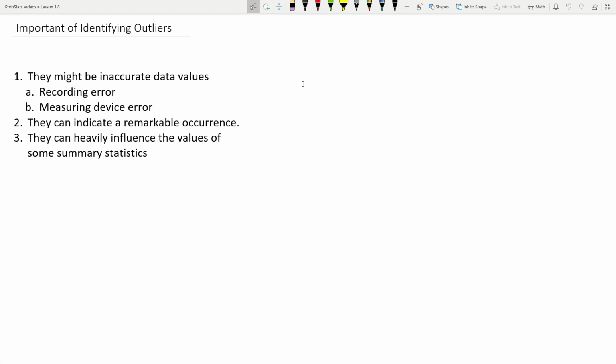But also, the outlier is important to identify because it can influence the values of the other statistics, such as the mean and standard deviation. And we want to make sure that we identify it to make sure that we eliminate it if possible.